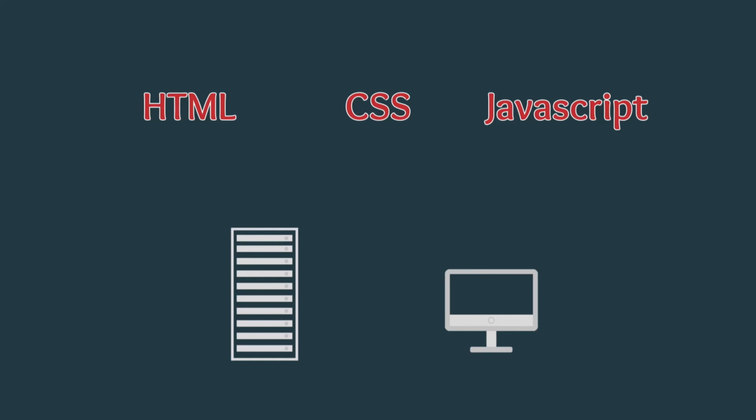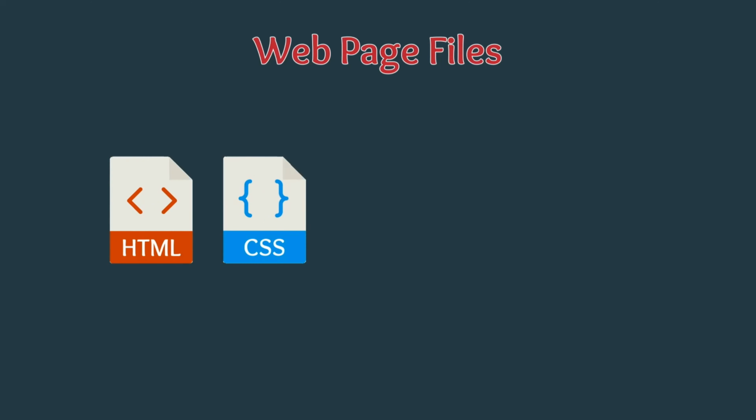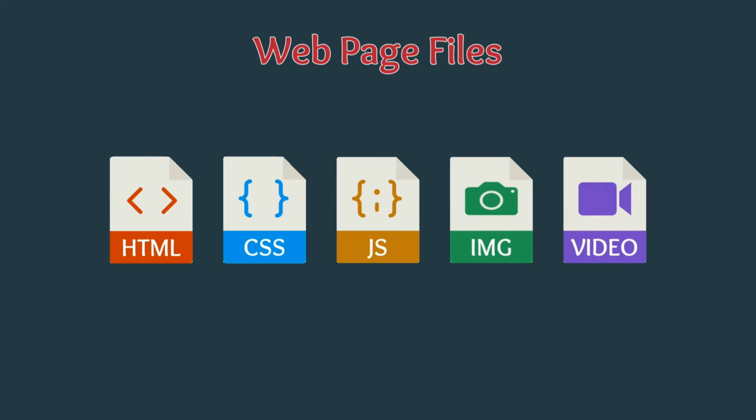Before we can start talking about HTML, CSS, and JavaScript, we need to focus on how websites on the internet work. The first main component of all websites are its files. These files include HTML, CSS, JavaScript, images, and videos, and determine how the website will look and function.